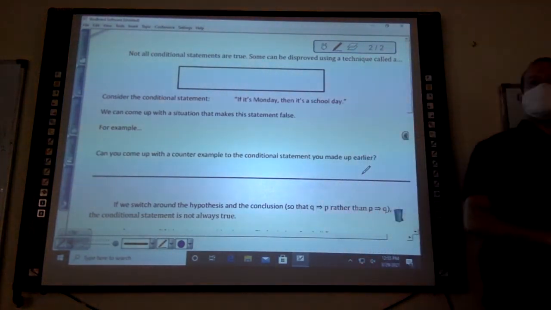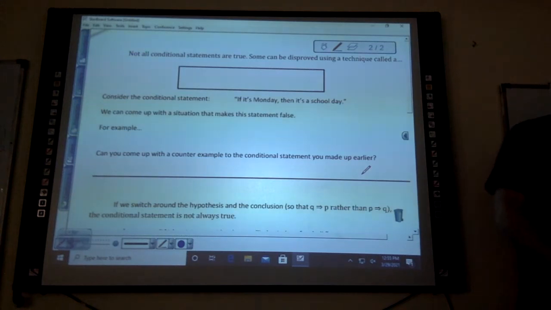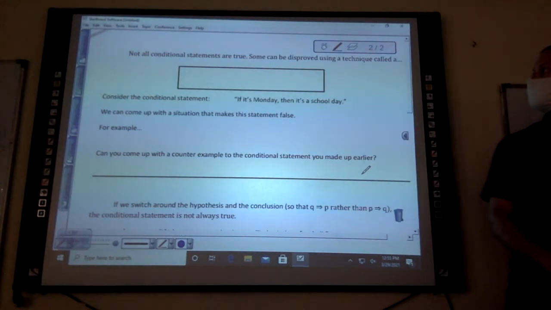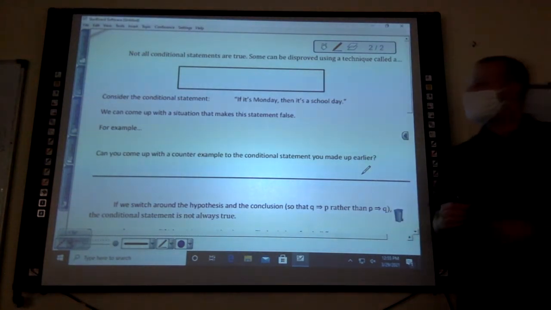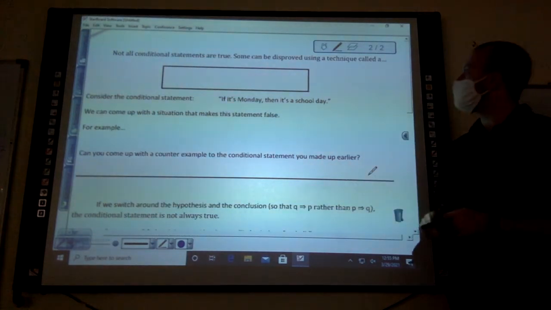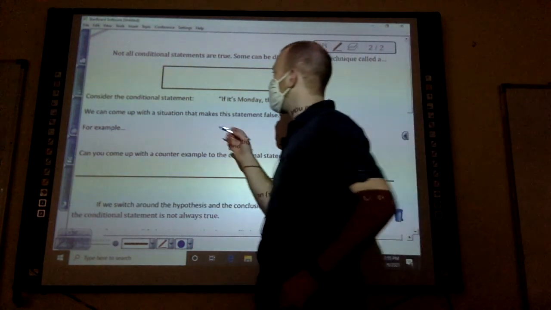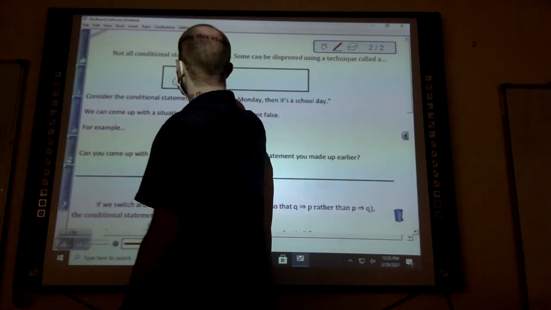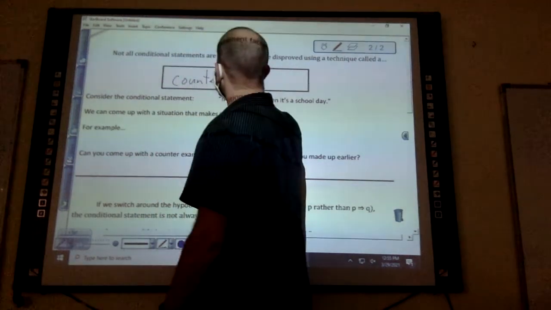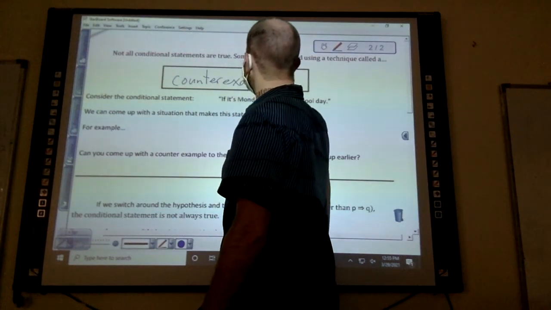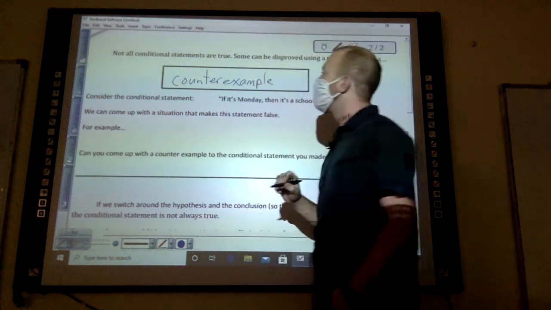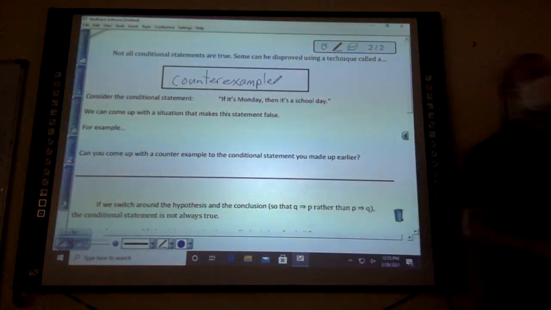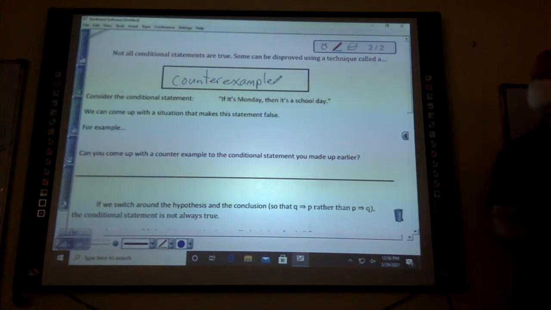As I kind of alluded to, not all conditional statements are true. We can disprove something with a technique called a counterexample. A counterexample just disproves the statement, and you just need one counterexample to disprove it.